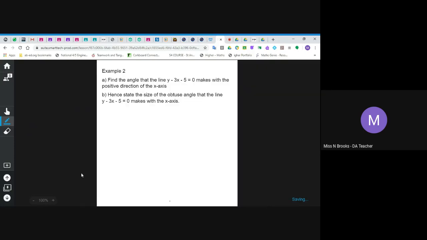Right, another example. This time we want to find the angle that the line y minus 3x minus 5 equals 0 makes with the positive direction of the x-axis. So the first thing we're going to have to do in this one is rearrange that equation into the format y equals mx plus c so that we can get the gradient from that line. You cannot just take the coefficient of x straight out of that equation because it's not in the correct format.